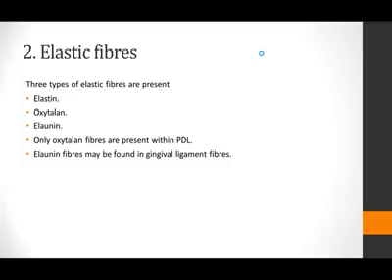So coming to the elastic fibers, basically there are 3 types of elastic fibers present within the periodontal ligament. And these are the reticulin fibers, the oxytalan fibers and the elastin fibers. These 3 types of fibers are elastic in nature, and that is why they are classified into the elastic fibers. Of these, the oxytalan fibers are present within the periodontal ligament, whereas the elastin fibers are most often found within the gingival ligament fibers.